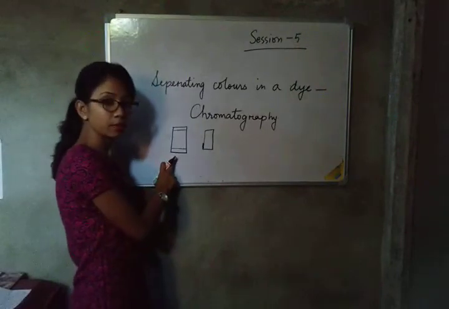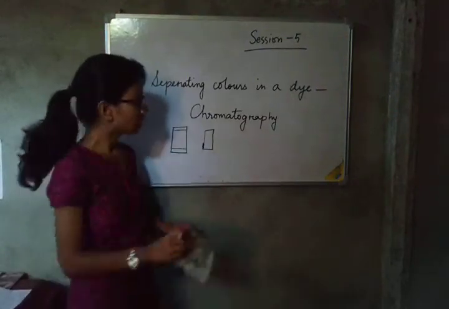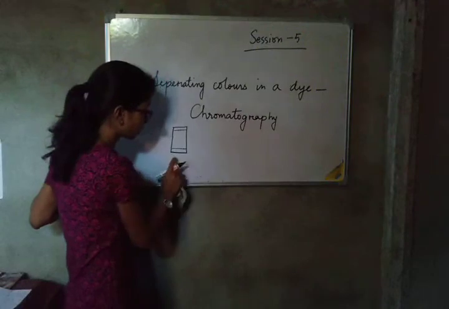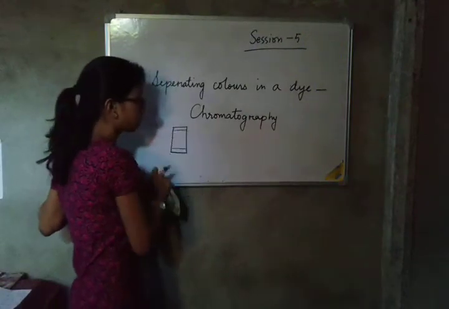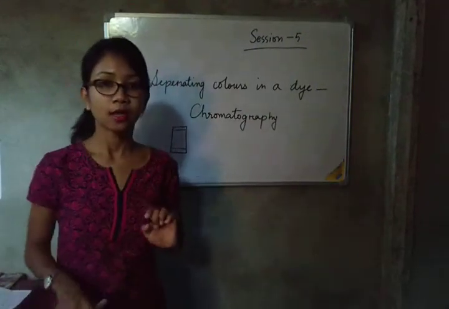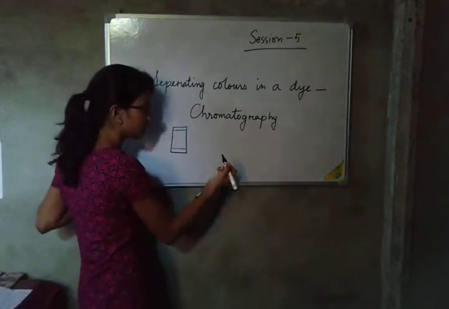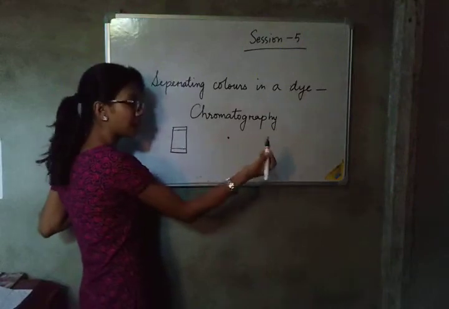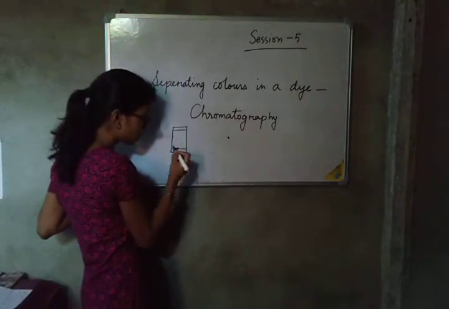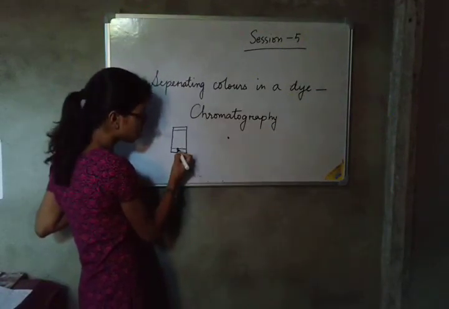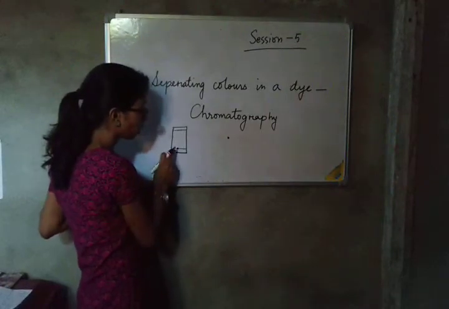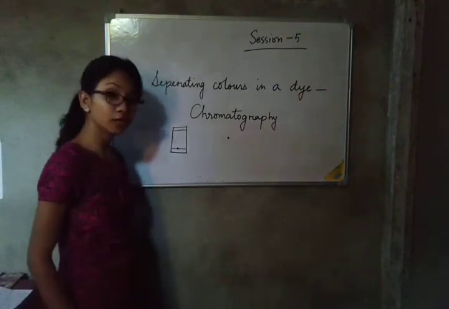I am taking a piece of filter paper. Now at the lower part of the filter paper a thin line is drawn, and at the upper part of the filter paper I have drawn another line. Now what I am doing is putting a spot, with the help of this marker, with black ink, on the lower line of the filter paper.